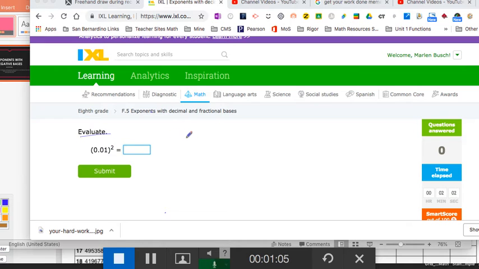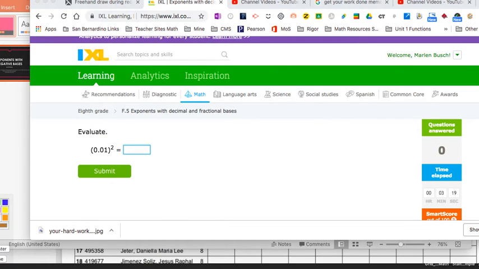So that means 0.01 times what? 0.01. I repeatedly multiplied 0.01 two times, right? So again, 0.01 times 0.01 equals 0.0001. So just review really quick. Let's say you forgot how to multiply decimals. 0.01 times 0.01, how do you multiply this?